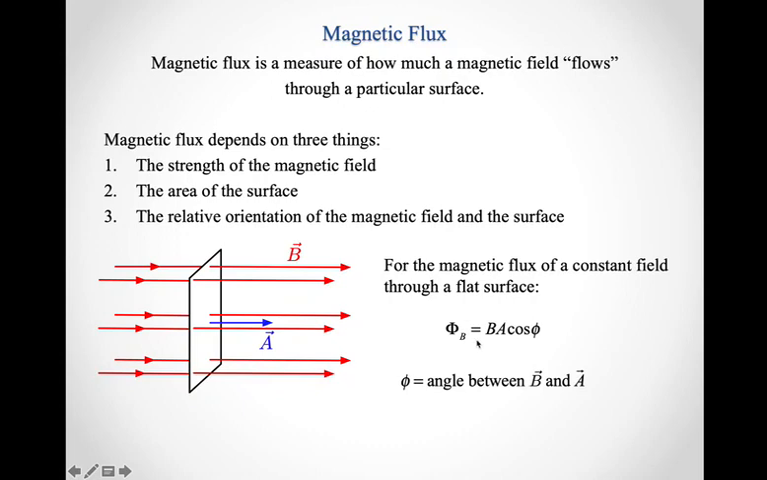I can calculate that out by saying the magnitude of the magnetic field, the area of the surface, and the cosine of this lowercase phi, which is the angle between B and A. So notice B here is telling me about this first factor. What's the strength of the magnetic field? A is telling me about the second. What's the area of the surface? And cosine phi is telling me about the relative orientation of the magnetic field and the surface, because this angle phi is the angle between the two vectors that matter here, B and A.